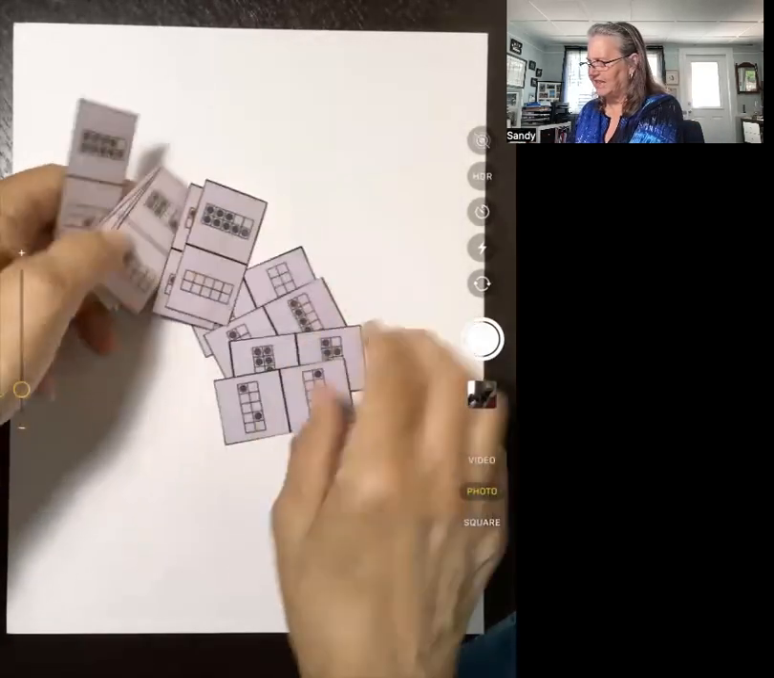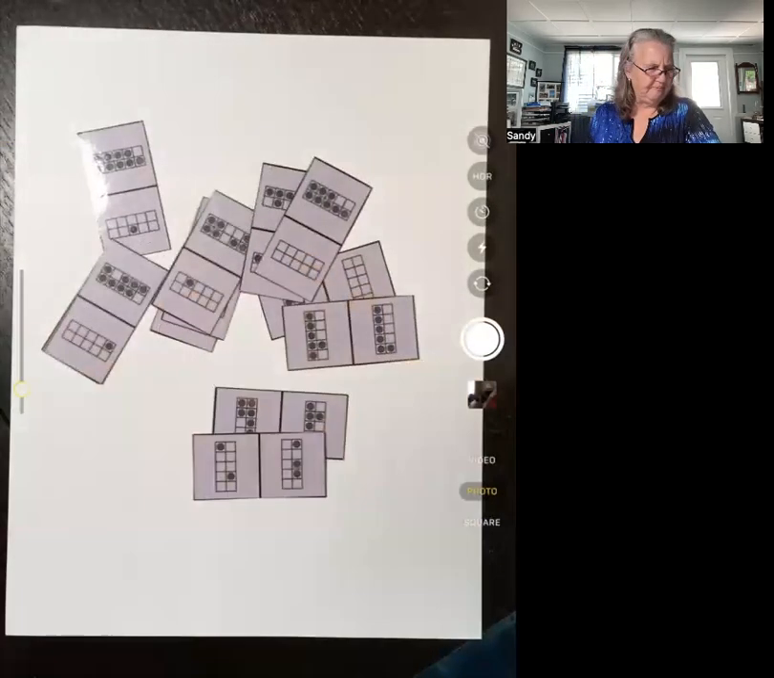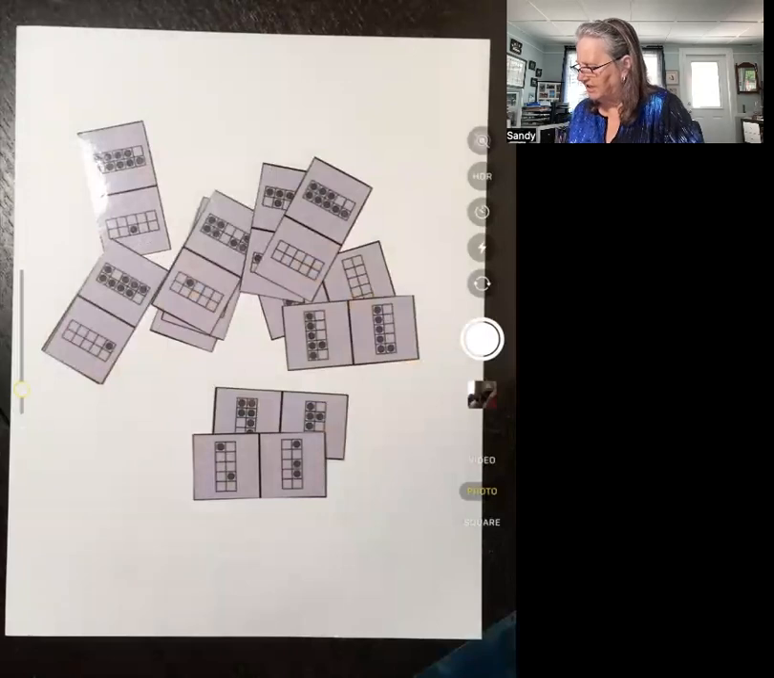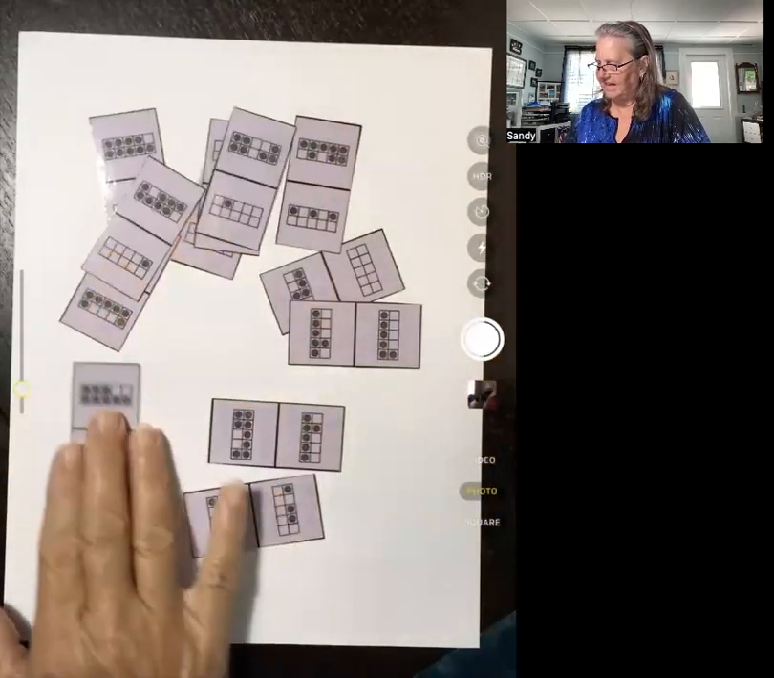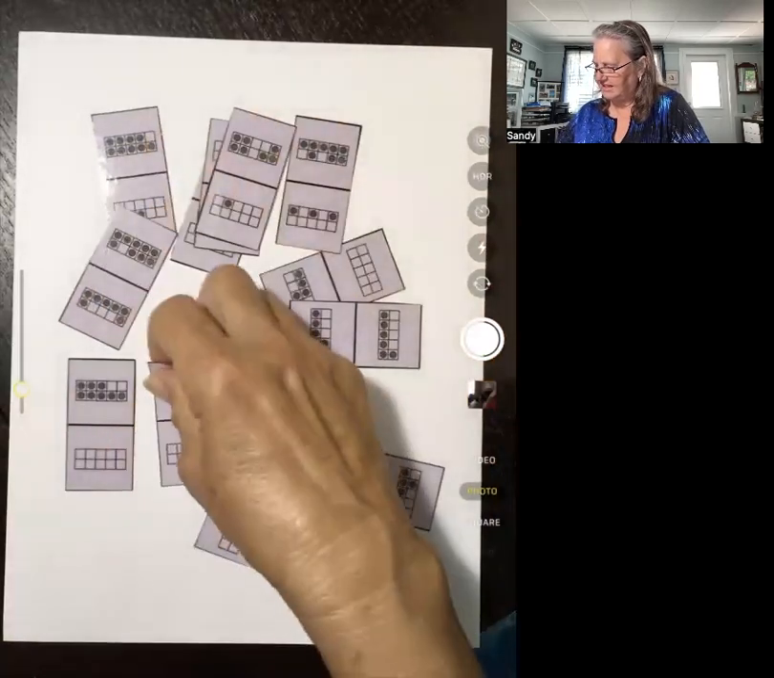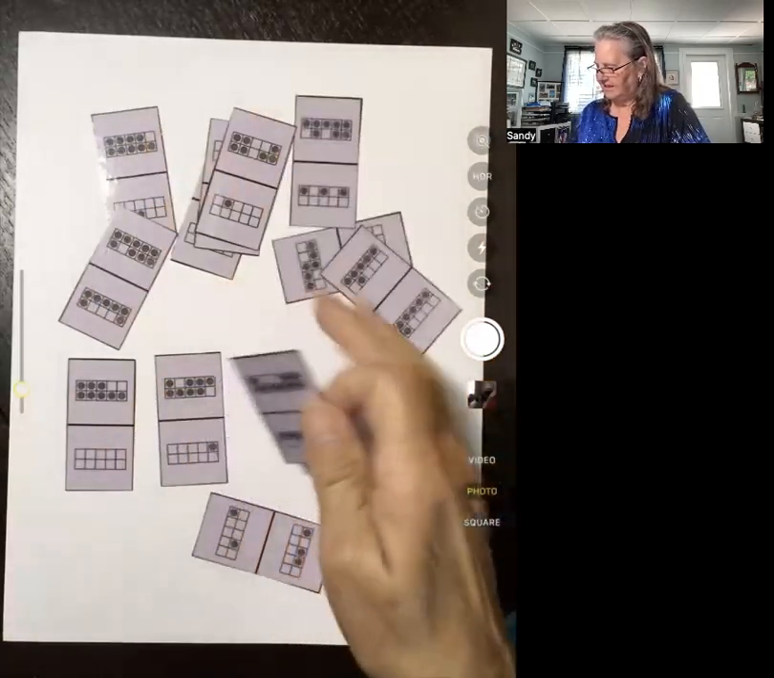Now, I mentioned bridge to 10 strategy, and I'll show you that strategy in a moment, but I want to first look at this form of dominoes. If you notice, these 10 frame dominoes, if you find one of these numbers, let's see, there's an 8 here. Do you see that 8? And this 8?